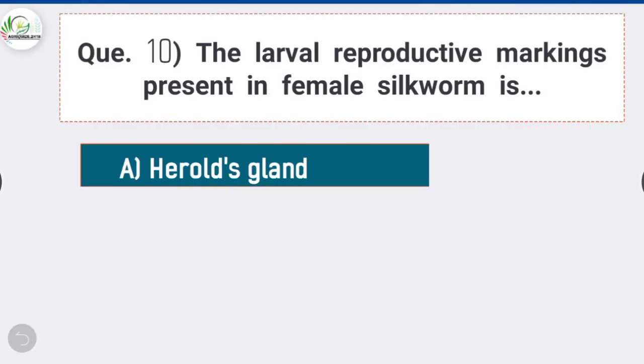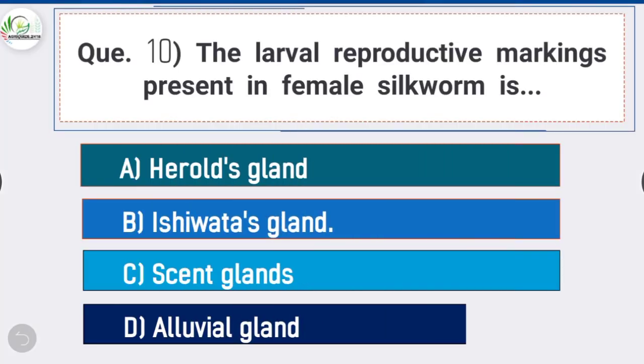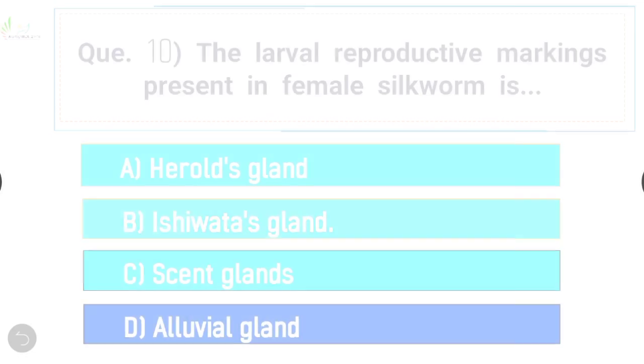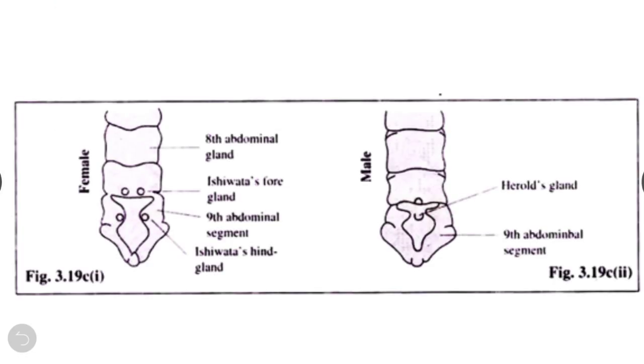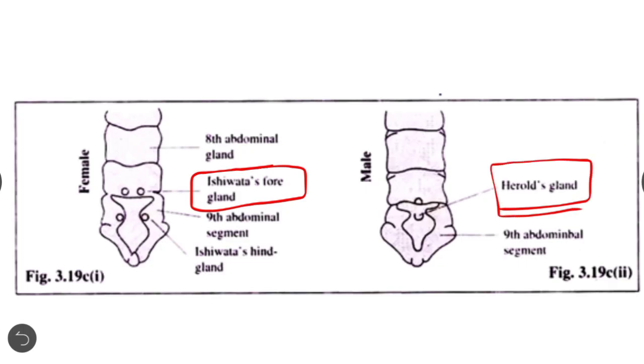Question number 10. The larval reproductive markings present in female silkworm is? And the correct answer is Ishiwata's gland. Here in the picture you can see the first one. In the ruptured larva of female silkworm, one pair of Ishiwata's fore gland and a pair of Ishiwata's hind glands are present at the ventral side of 8th and 9th abdominal segments respectively. And in the second one, the male larva possesses a single small median white gland called Herold's gland.